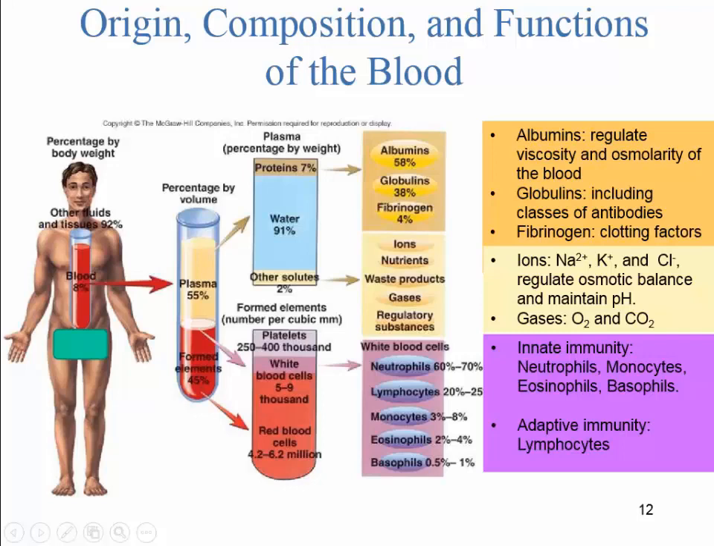Then, of course, the other solutes that are located within our blood include various ions such as sodium, potassium, and chloride, which maintain osmotic balance and pH, as well as gases such as oxygen and carbon dioxide that are necessary for normal metabolic processes.